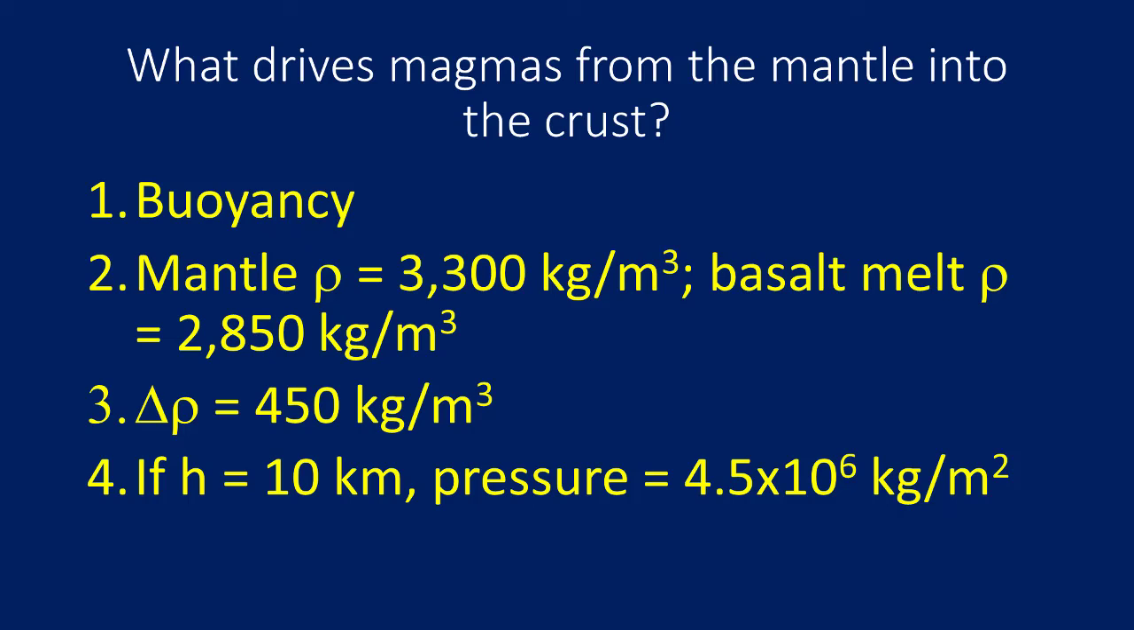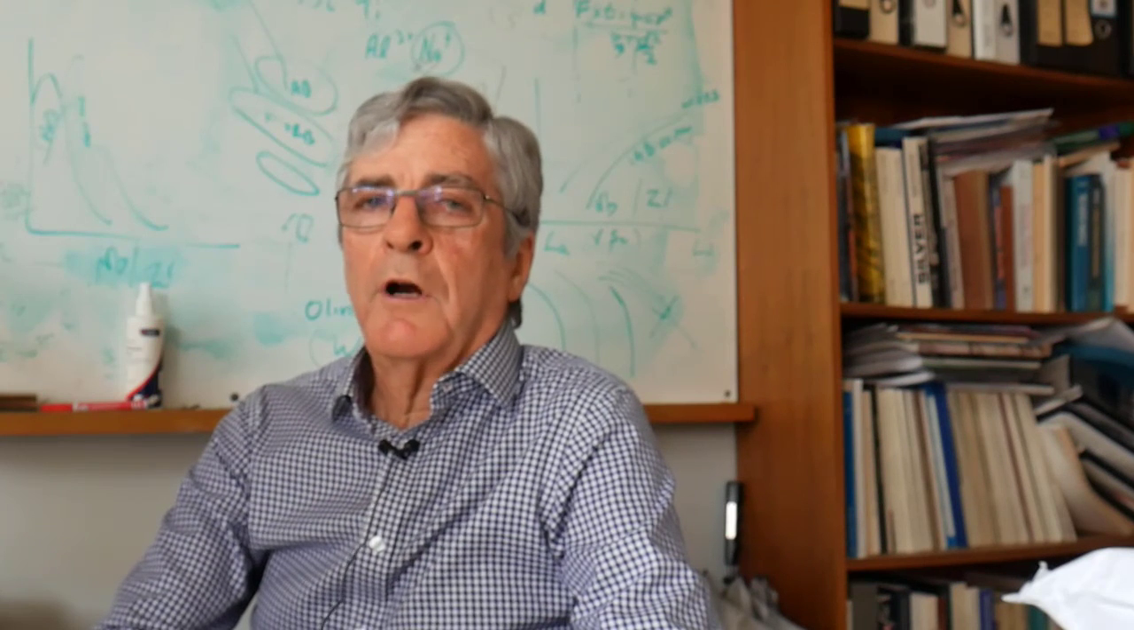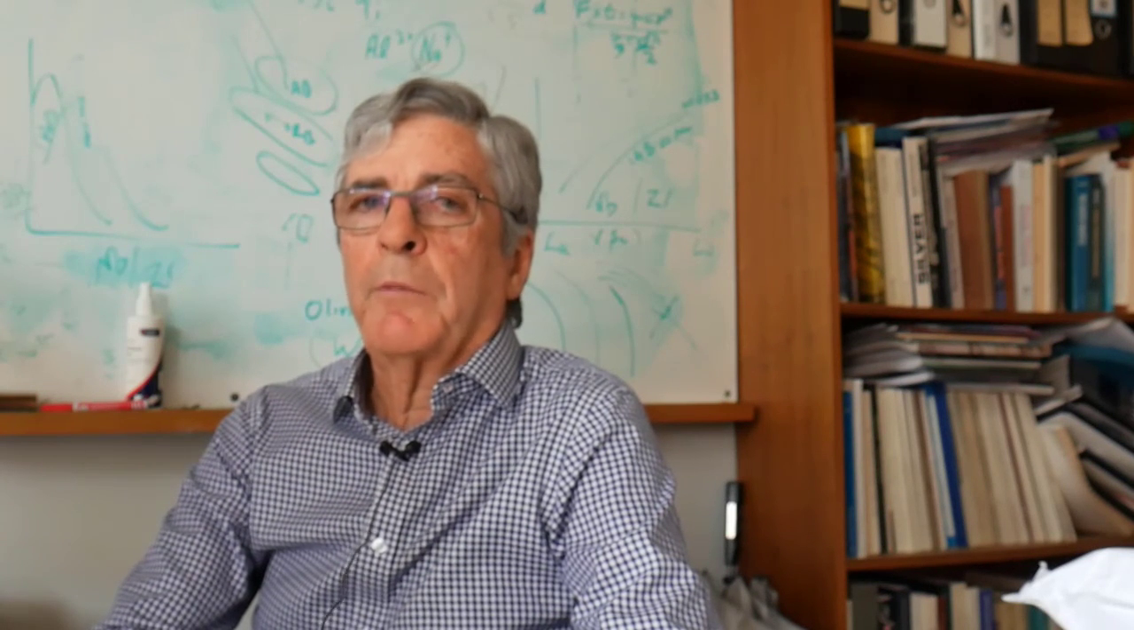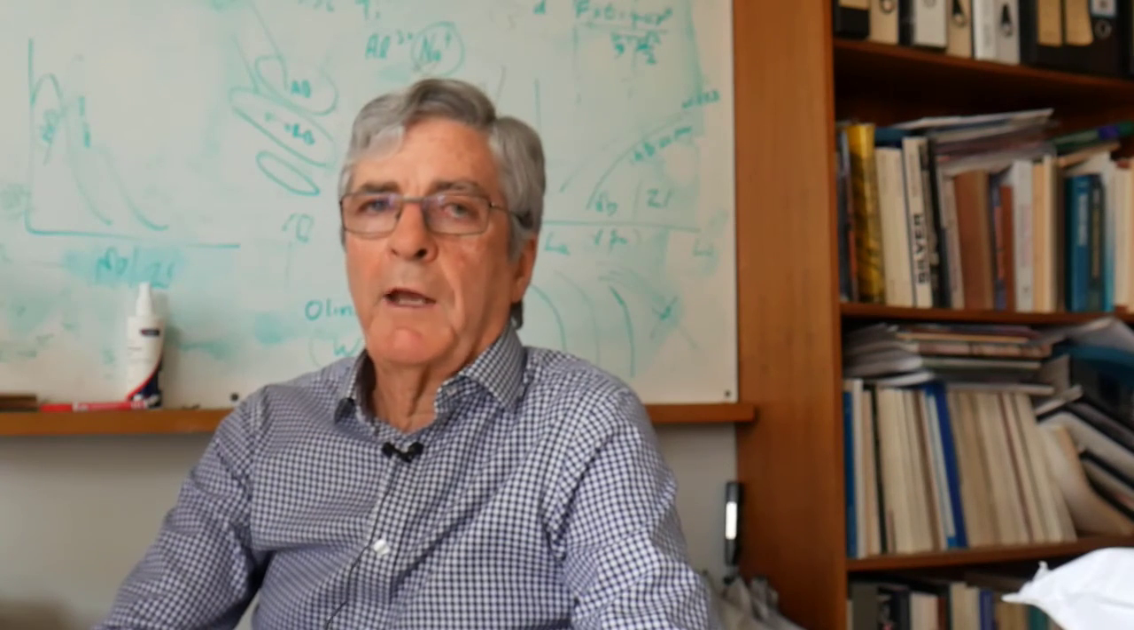If that magma is 10 kilometres below the base of the crust, then that density difference is applied over a depth of 10 kilometres. And that gives you a pressure of 4.5 by 10 to the 6 kilograms per metre squared. So there's a huge pressure on that magma, and that pressure drives the magma out of the mantle. But that pressure is caused by the buoyancy difference, or the density difference, between the magma and the mantle.